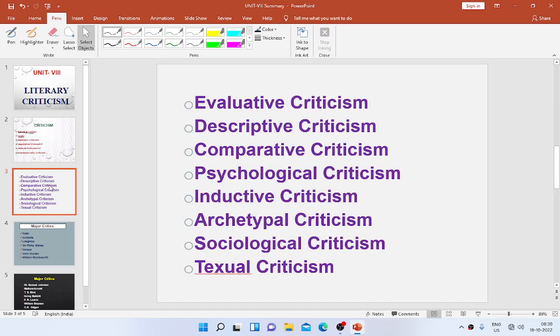The next criticism is evaluative criticism. Talking about evaluative criticism, its primary and most important objective is to evaluate properly the works of great critics so that a common reader can grasp the real worth of an artist.